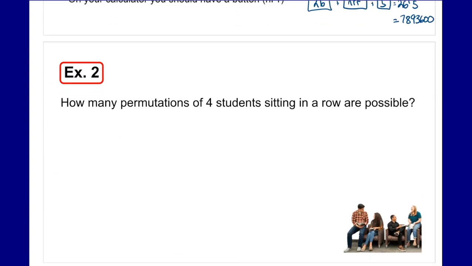So let's look at an example. How many permutations of 4 students sitting in a row are possible? Well, 4 students sitting in a row, we could think of as 4 slots. I have 4 students. How many ways can they be sitting in the first one? Well, there's 4, then there's 3, then there's 2, then there's 1. Or you could say 4 factorial, or 24 ways.